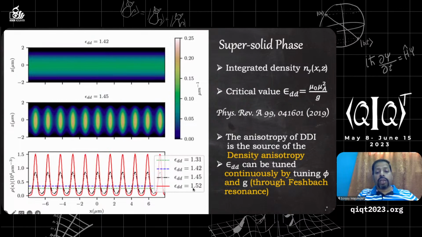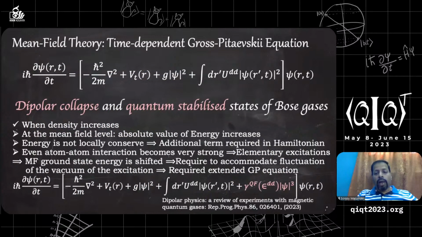When epsilon_dd equals 1.52, we see a clear anisotropy or periodic structure of the density, when epsilon_dd is from 1.45 to 1.52. These are purely a demonstration of the dipole-dipole interactions playing against the atom-atom interactions. So what we see is that a crystalline phase is popping up in the superfluid, which is generally homogeneous in nature. And this will be very interesting because of the discontinuity in the density profile, or anisotropy in the density profiles.